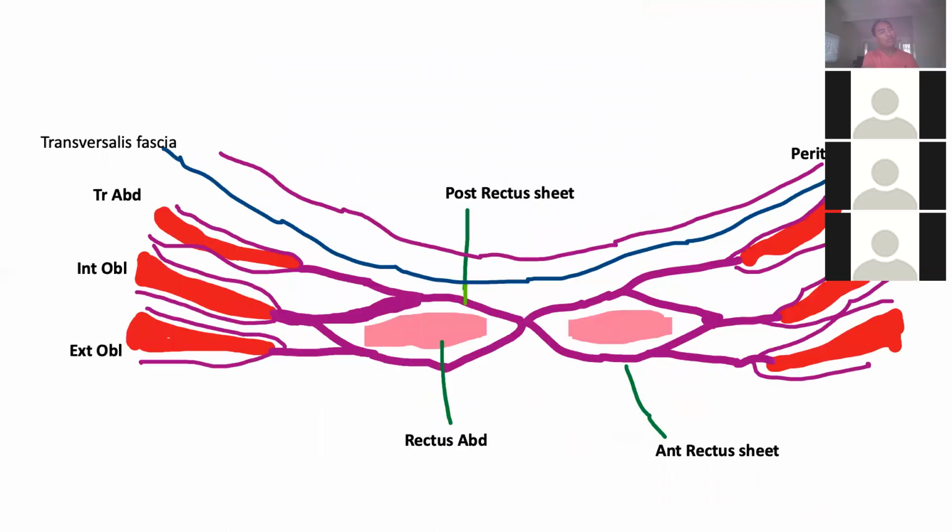Here is the diagram: the external oblique, internal oblique, and transversus abdominis. The internal oblique splits into two layers, anterior and posterior. The anterior binds with the external oblique aponeurosis to become the anterior rectus sheath. The posterior division fuses with the transversus abdominis to form the posterior rectus sheath. The posterior and anterior rectus sheaths enclose the rectus abdominis muscle. Inside, there is a little fascia, the deep fascia, which we call the transversalis fascia.